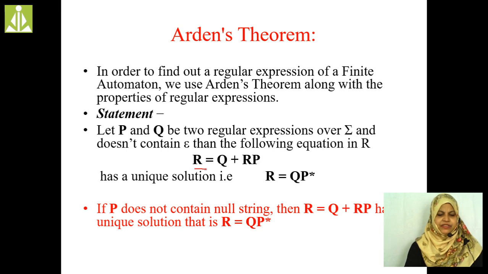See here, this equation is there. If any equation is present in this form, R equals Q plus RP, then we can simplify that regular expression into R equals QP whole star. Any expression present in this format, R equals Q plus RP, we can simplify to R equals QP star.